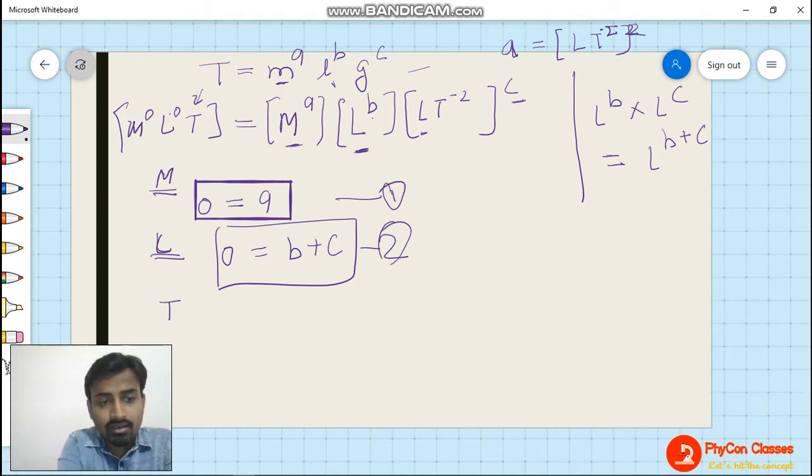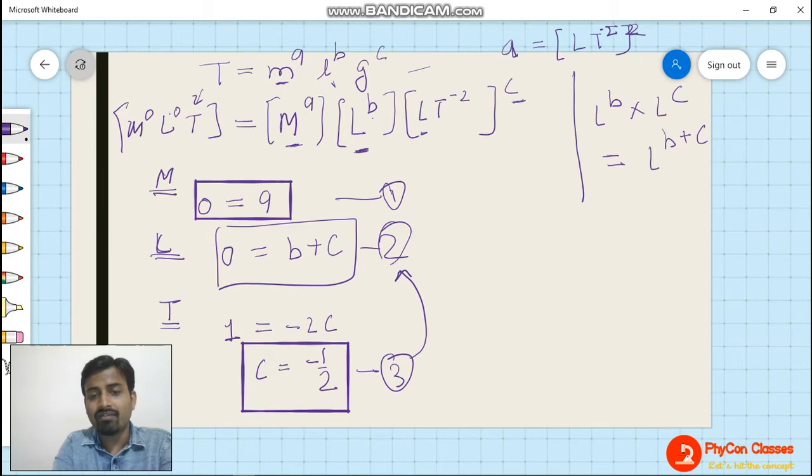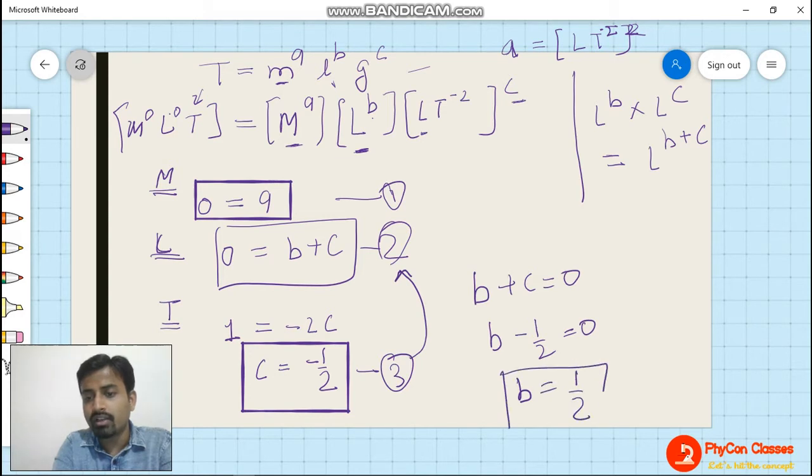Now third, equate the power of T. So on the left hand side the power of T is 1. On the right hand side the power of T is minus 2C. That means from this equation we can write C is equal to minus 1 by 2. Clear? So if C is equal to minus 1 by 2, now use equation number 3 and 2 and find out the value of B. So B plus C is equal to 0. B and C value is minus 1 by 2 is equal to 0 and B will be equal to 1 by 2. Clear?